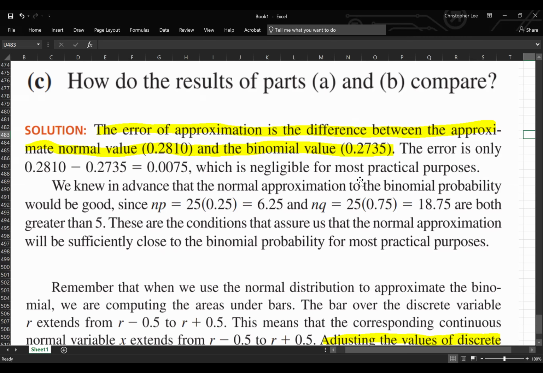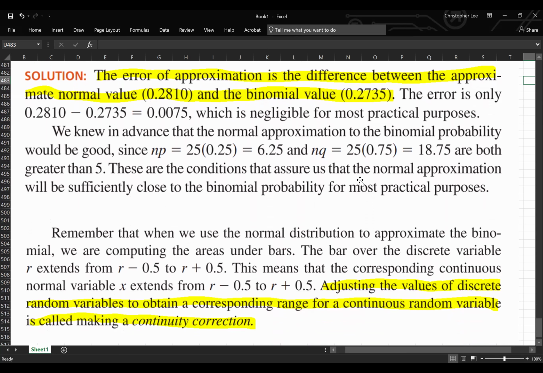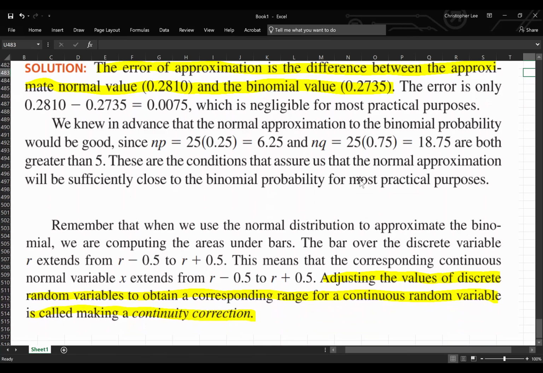We knew in advance that the normal approximation to the binomial probability distribution would be good since n times p is equal to 6.25 and n times q was 18.75, and they are both greater than 5. So these are the conditions that assure us that the normal approximation will be sufficiently close to the binomial probability for most practical purposes.